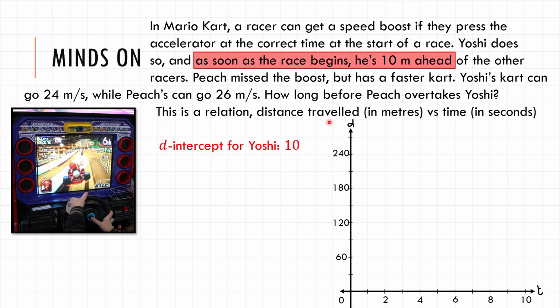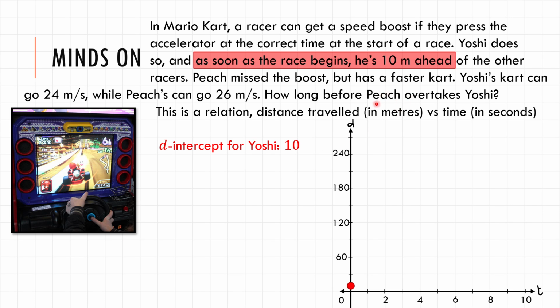So as soon as the race begins, Yoshi is 10 meters ahead. So what I know now is on the t-axis, when time is 0, that's as soon as the race begins, Yoshi has already traveled 10 meters, whereas the other racers have not traveled at all, right? That's because Yoshi got that boost at the start. So the d-intercept, the point where Yoshi's relationship will cross the d-axis, will be at 10. So I can put that right down here at 10.